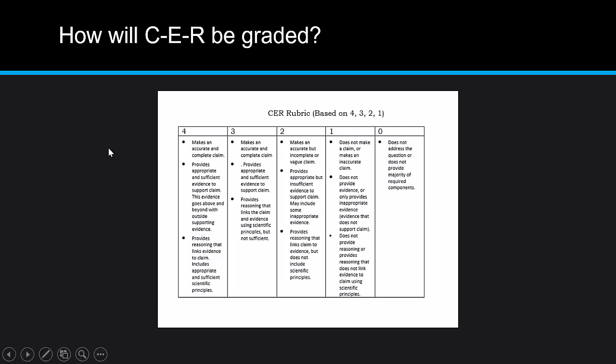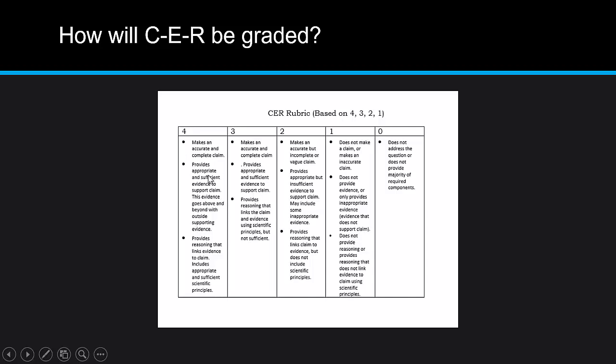A 2 would mean that you were missing part of the CER. You didn't make an accurate claim. You didn't provide sufficient evidence or reasoning. 3, you're going to do it all. You're going to make the right claim. You're going to provide the right evidence, and you're going to provide the right reasoning.